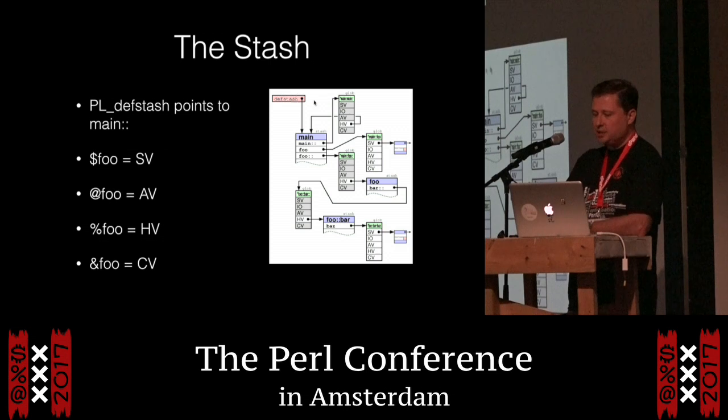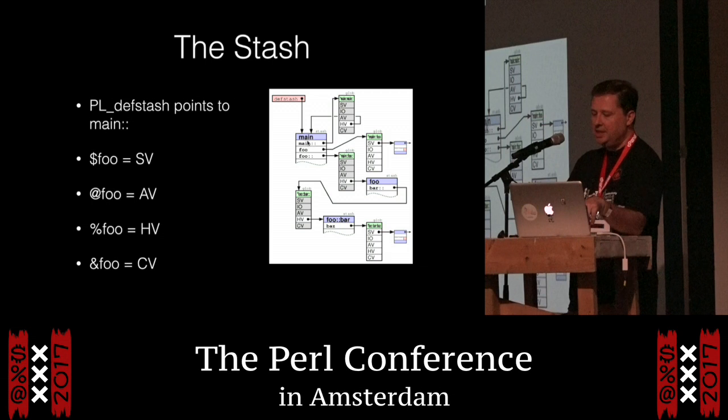So the way the stash works is if you're in main::, okay, this is just a hash here. And so when you have foo here, okay, that actually points to a GV, which stores your SV or the AV that I spoke about here, your HV, etc.